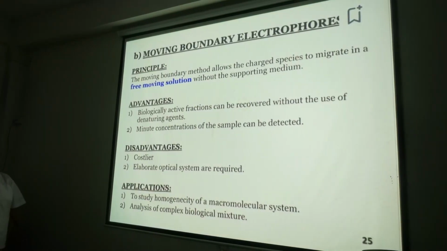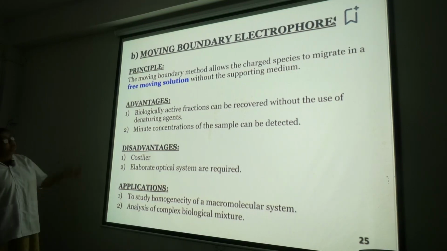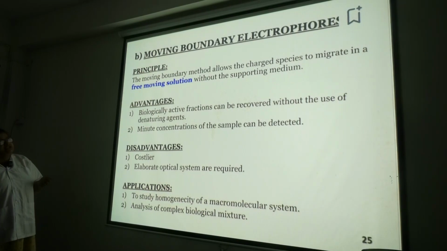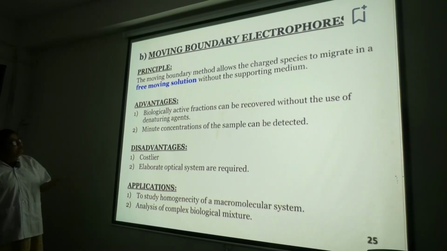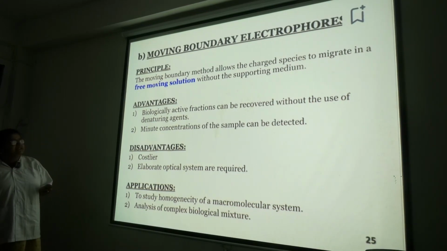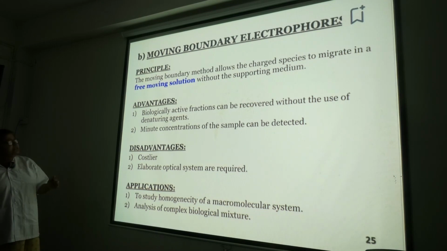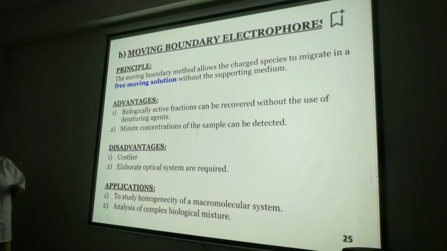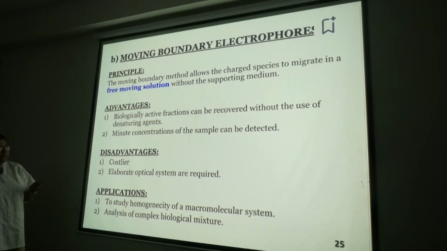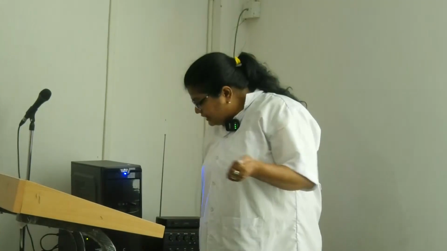pattern. Now, the next type of electrophoresis is moving boundary electrophoresis. Here, the principle is that the moving boundary method allows charged species to migrate in a free moving solution without the supporting medium. Advantage: biologically active fractions can be recovered without the use of denaturing agent, and minute concentrations of the sample can be detected. Disadvantage: it is costlier and an elaborate optical system is required. Application: to study the homogeneity of a macromolecular system, and analysis of complex biological mixtures.